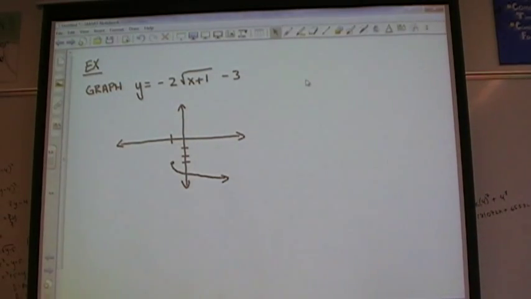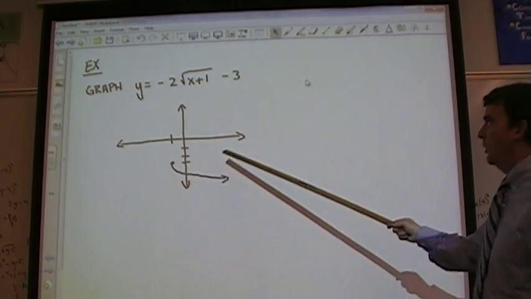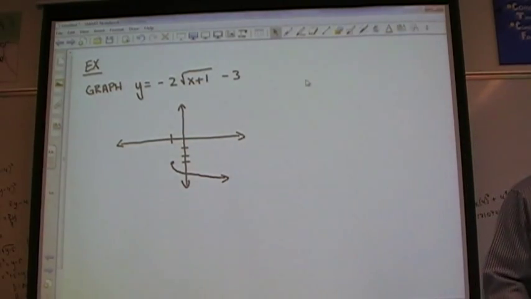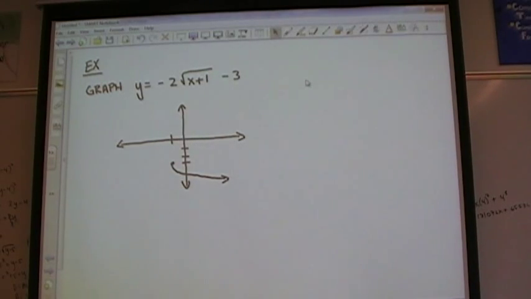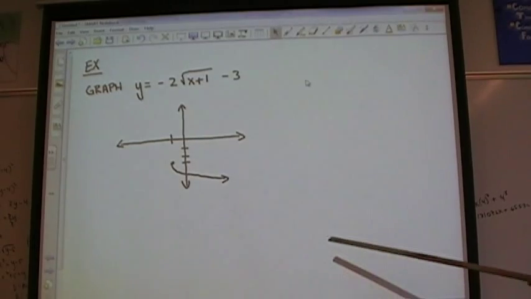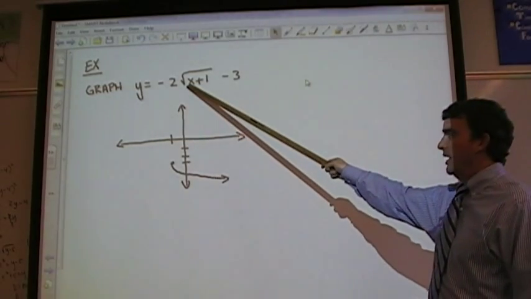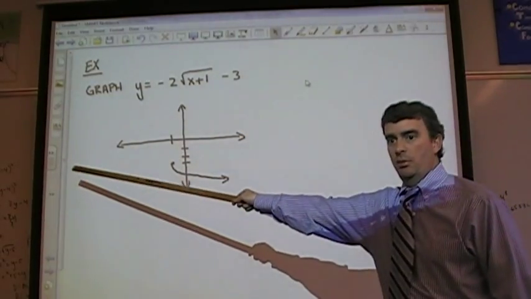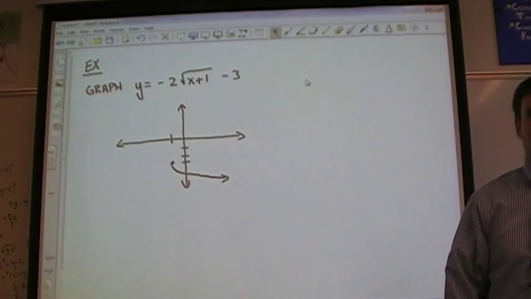Unless you want to get exact, again, you can make a table of values, and the 2 will just tell you how wide it opens or how narrow it opens. But I'm not too concerned about that right now. I just want to see that you know how to translate them, back 1, down 3, and reflect it along the x-axis. Make sense? And this sort of goes back to what Corey was asking. If there was a negative in front of the x inside the radical, that would cause it to open towards the negatives. Okay?